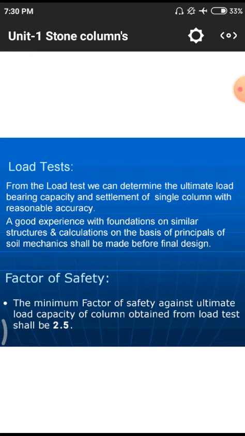And the next one is good experience with foundations on similar structures. What are similar structures? Those structures will have to bear an equal amount of weight on the particular columns or any other structural members. Those are called similar structures. In those similar structures, all columns have to bear an equal amount of load. That means for a structure having 4 to 6 columns, the total load will be transferred onto the columns with an equal distribution.